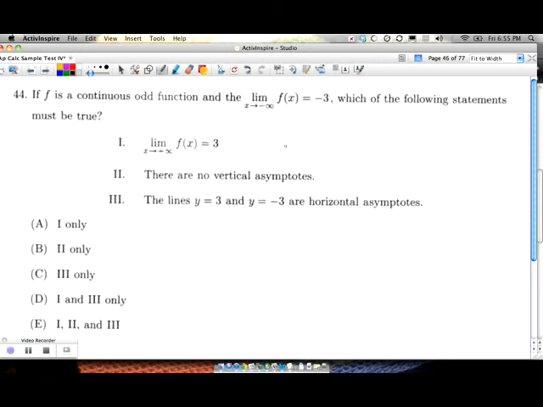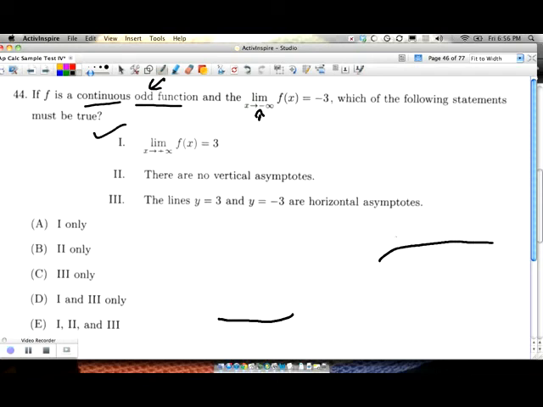If f is a continuous odd function, that's interesting, and the limit as x approaches, that odd is important here for a second, I can feel it. The limit as x approaches negative infinity, notice that, negative infinity, that seems important too, is equal to negative 3. Which of the following statements must be true? So here's something about odd functions. Whatever's happening on the left, if it's going to negative 3 on the left, that means the opposite's happening on the right. It's going to positive 3 as a horizontal tangent.